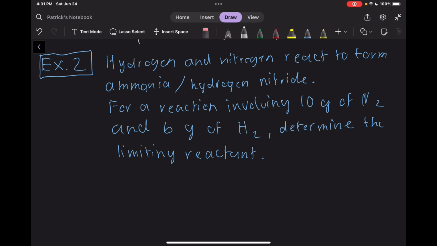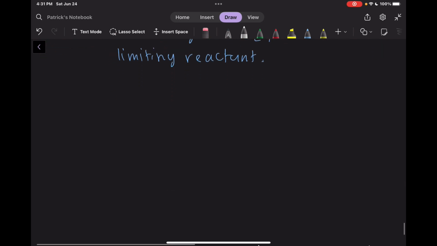Alright, let's see if we can breeze through example 2 here. This problem tells us that hydrogen and nitrogen react to form ammonia, which is also called hydrogen nitride. For a reaction involving 10 grams of N2 and 6 grams of H2, determine the limiting reactant. We'll use the reactant method for this question just so we have some exposure to it.